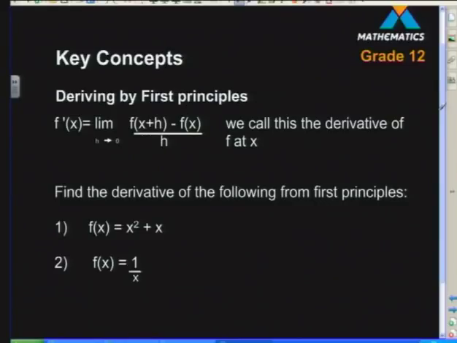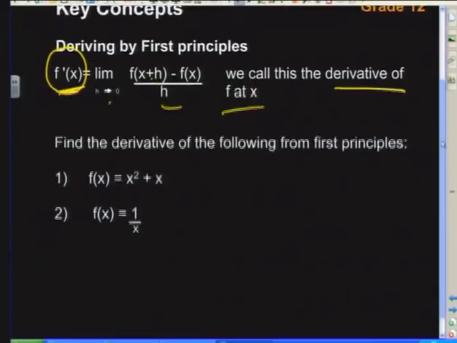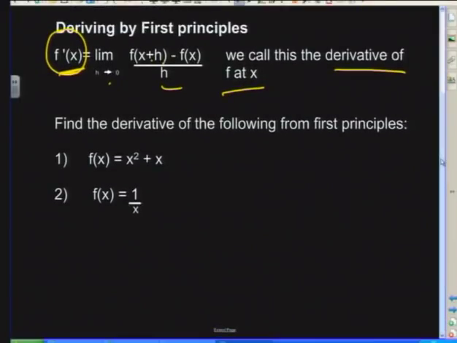The formula is f dash x is equal to the limit as h approaches 0 of f of x plus h minus f of x all over h. And we call that the derivative of f at x. So that whole thing there is the derivative of f at x. That's what it means. Okay, so we're going to go straight into an example using that formula.